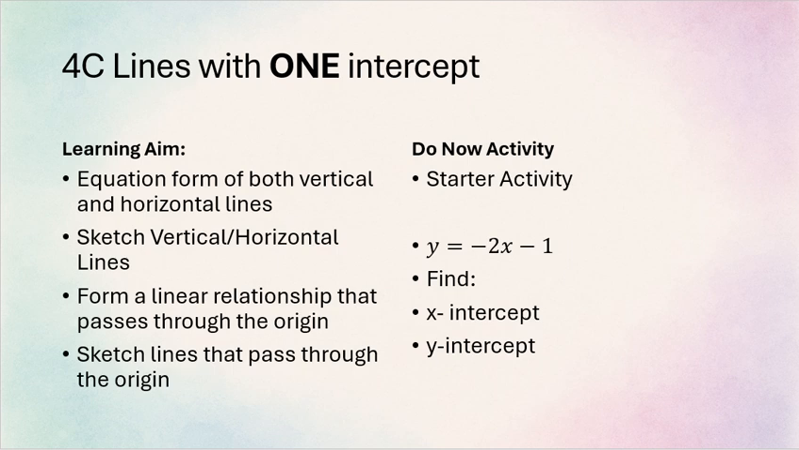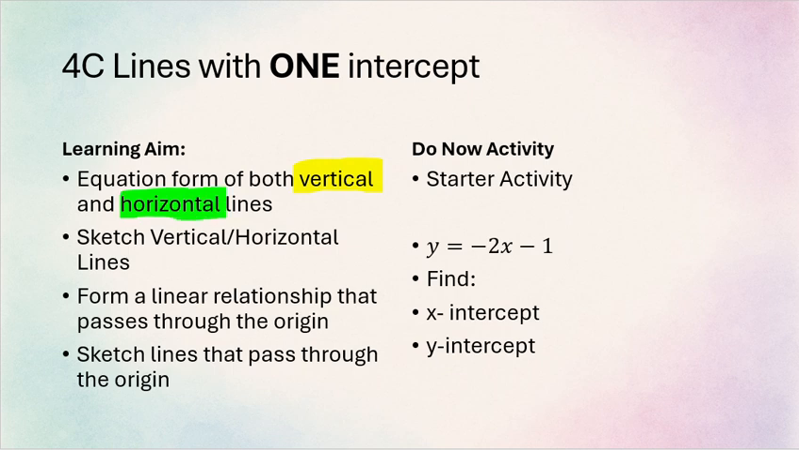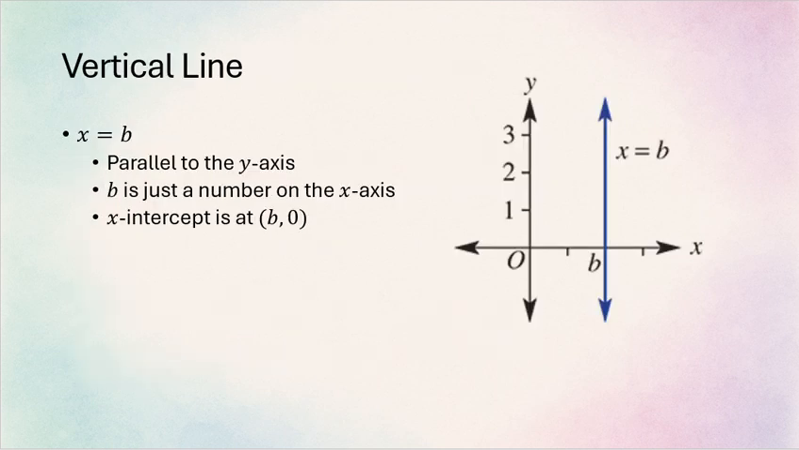Hopefully by the end of this, you will know the equation form of both vertical and horizontal lines. These are two separate forms, two separate lines, two separate formulas, I mean. You should be able to sketch them and you should be able to write an equation and stuff like that. So let's move on to it.